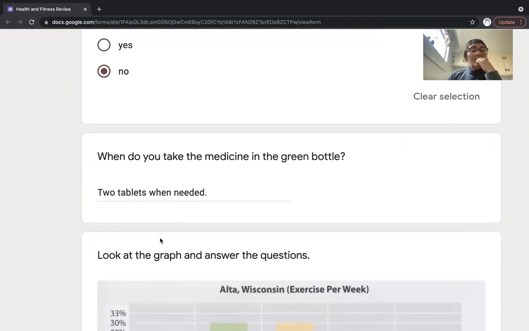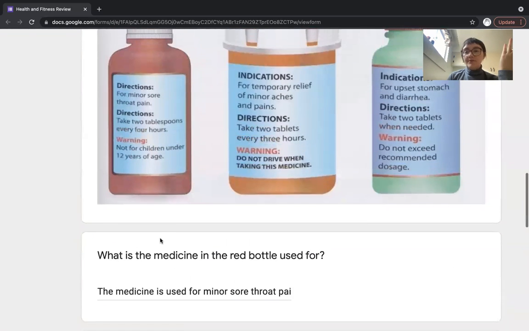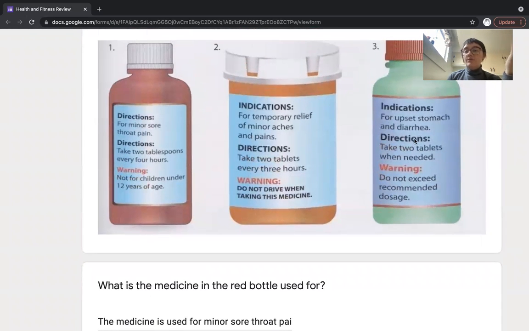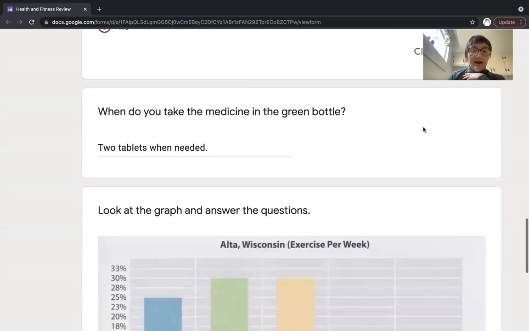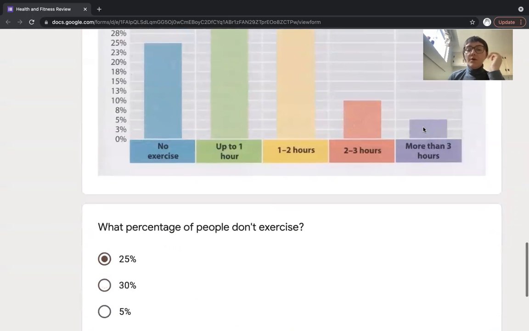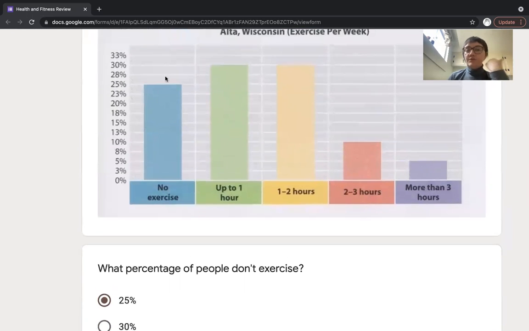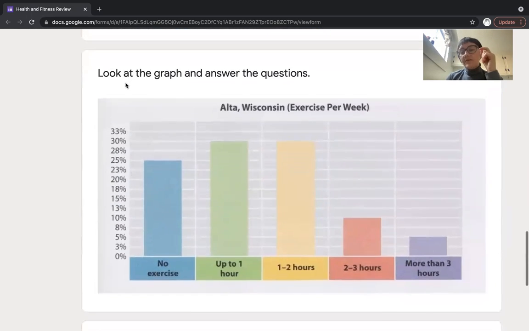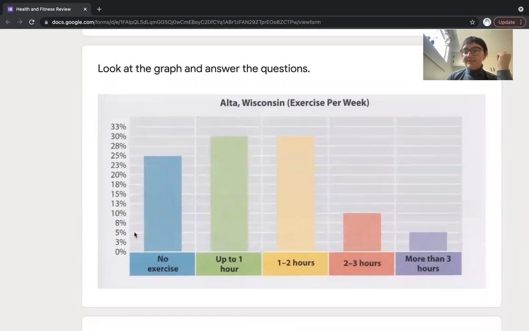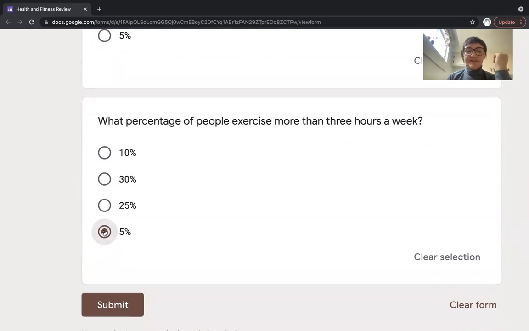When do you take the medicine in the green bottle? The green bottle says you can take it for an upset stomach and diarrhea. But if you were wondering how often, it says take 2 tablets when needed. So when you're feeling sick. And then what percentage of people don't exercise? 25%. What percentage of people exercise more than 3 hours a week? More than 3 hours, that's right here. That's 5%. So it's only 5%.